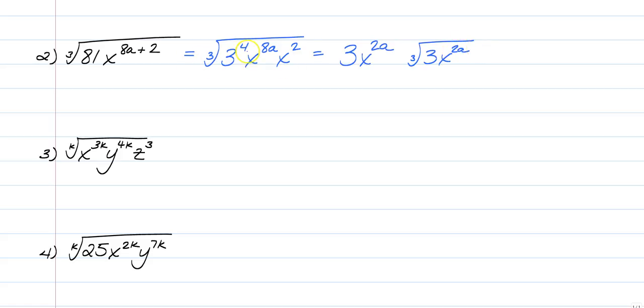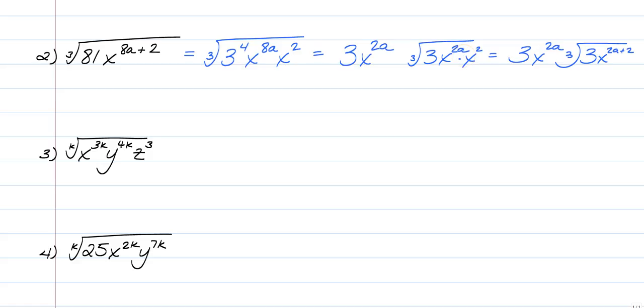And then finally, 3 does not go into 2 at all. So that's just going to leave us with an x squared on the inside. And we would just have to wrap up our final answer by combining these x's on the inside. Our final answer is 3 x to the 2a times the cubed root of 3 x to the 2a plus 2, because those are common bases, so we just add our exponents.